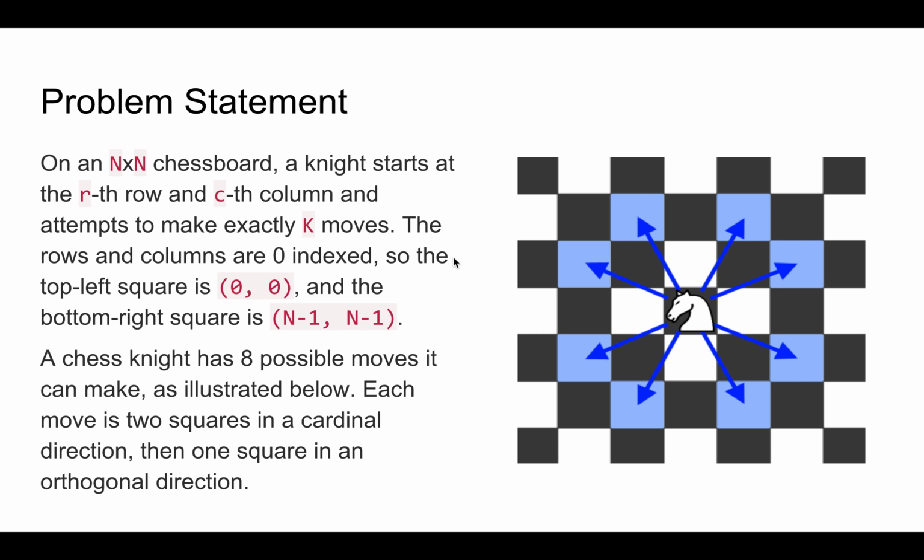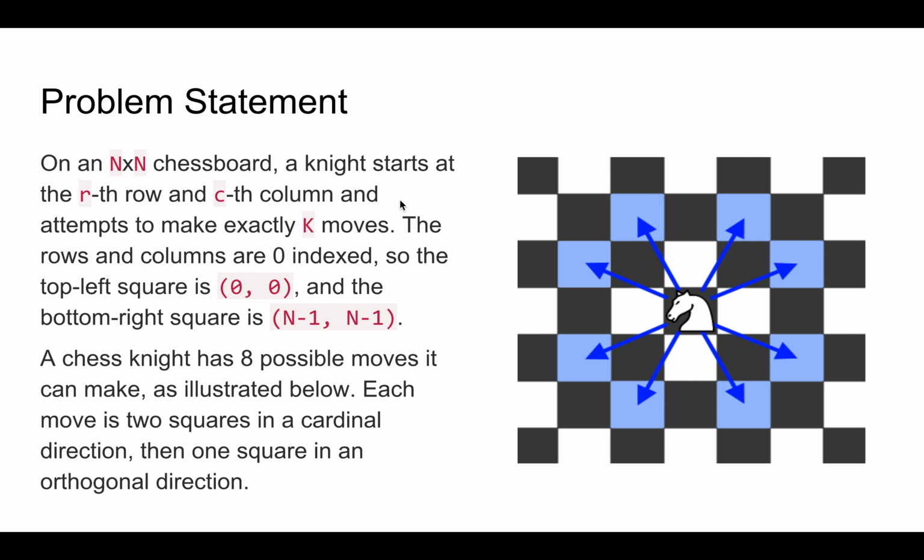So let's go through the problem statement. We're given an n by n chessboard. So this is not your regular 8 by 8 chessboard. It can be 3 by 3, 2 by 2. So we have to think about how to solve this problem with a variable chessboard.